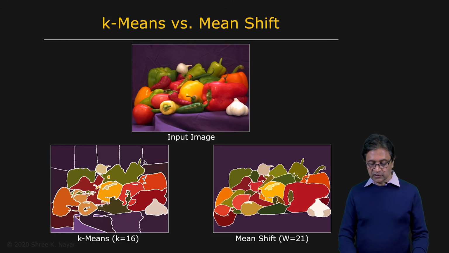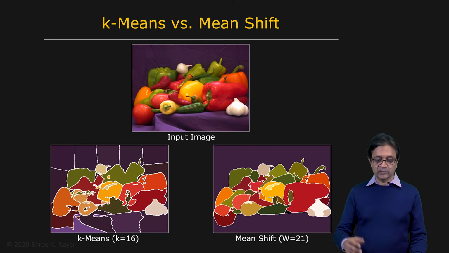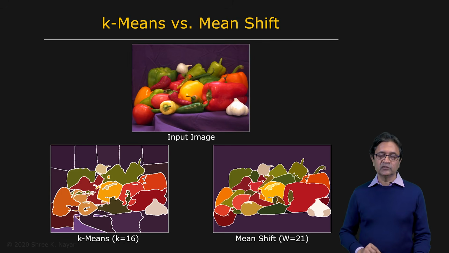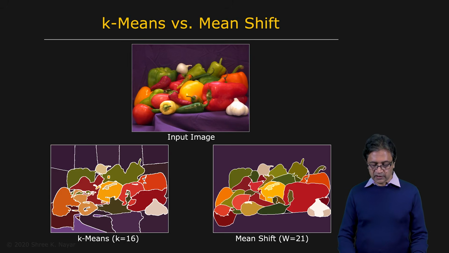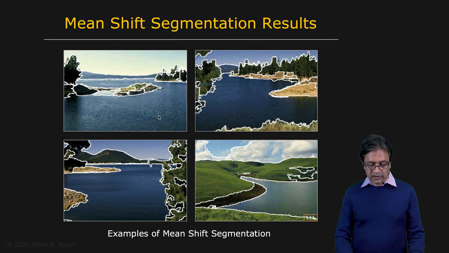And then if you apply mean shift, you get a fairly nice segmentation. This is mean shift applied with a window size of 21. Remember, we don't specify k in this case. K is naturally discovered by the method, but what you do need to specify is the window size, and that's 21 in this case. Here are some other examples, more challenging ones, landscapes. You see that you get fairly nice segmentations.